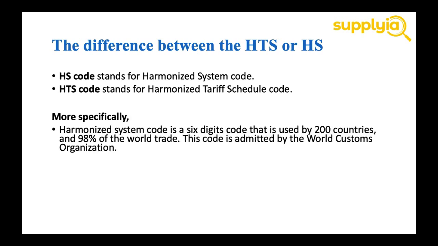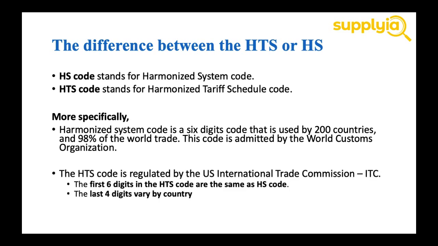Specifically, when we talk about the Harmonized System Code, we are talking about a 6-digit code that is used by 200 countries, covering 98% of world trade, and this Harmonized System Code is administered by the World Customs Organization. When we talk about the HTS code, this is regulated by the U.S. International Trade Commission, the ITC.